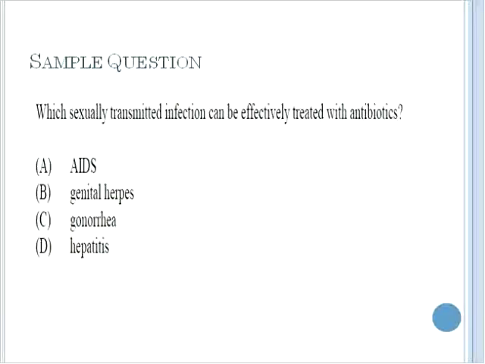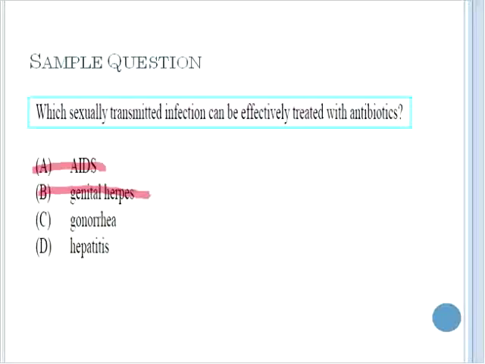Another sample question. You're asked, which sexually transmitted infection can be effectively treated with antibiotics? Again, if it is treated with antibiotics, it must be bacterial in nature. This would mean that AIDS, as a viral infection, herpes, and hepatitis are all eliminated. The correct answer is C, gonorrhea. It is indeed a bacterial STI.